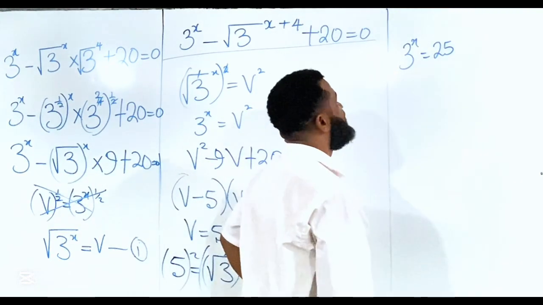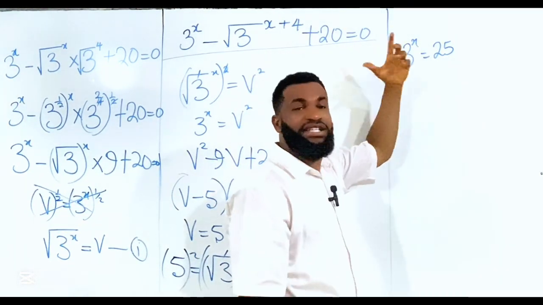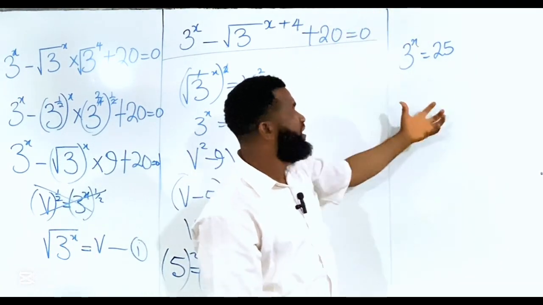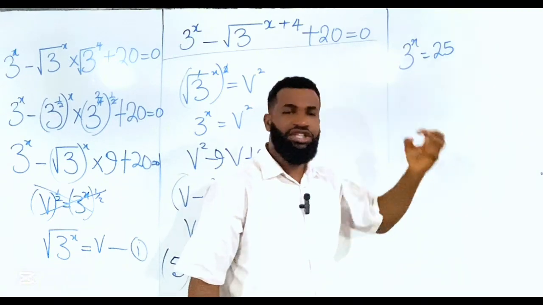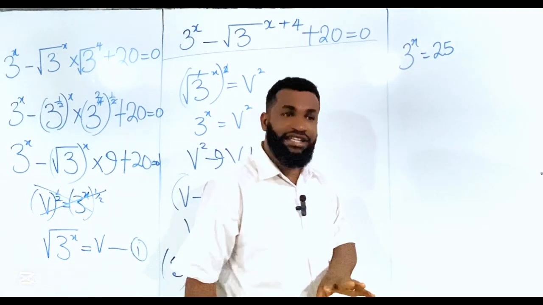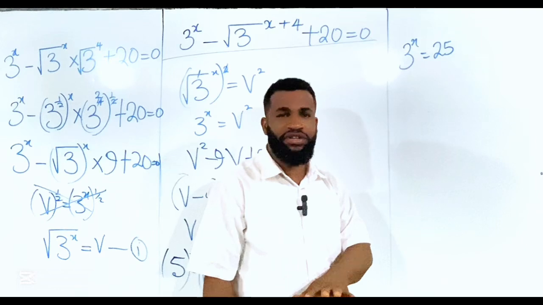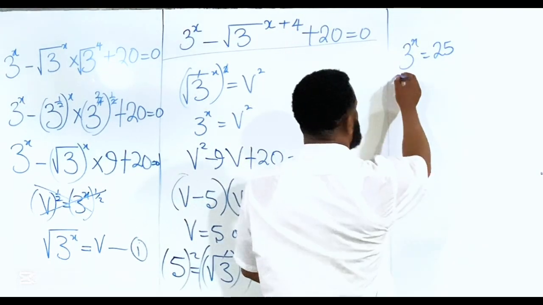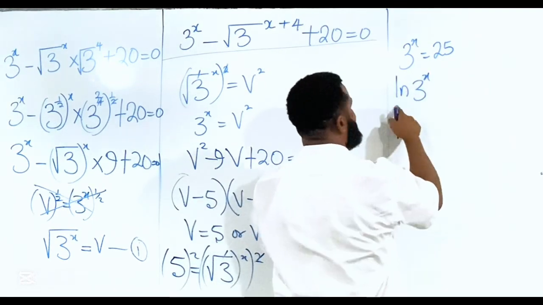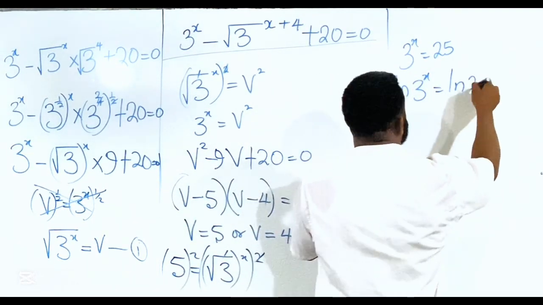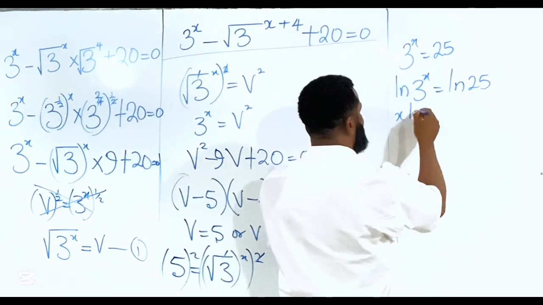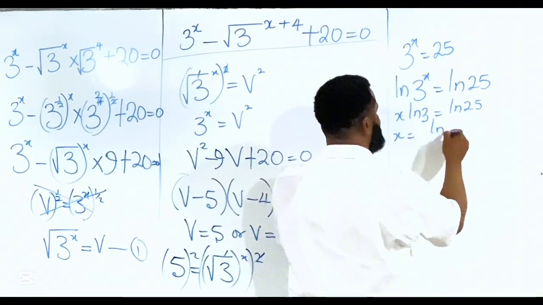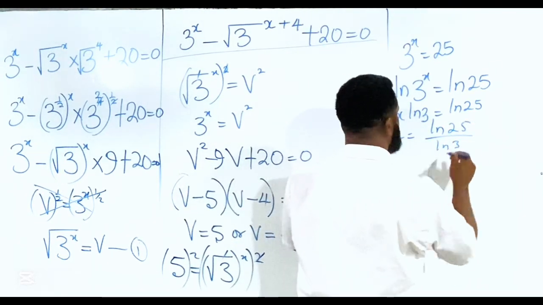All right. So at this point, how do I now find the value of x? Provided x is raised to a power, I'm going to bring it down. The only mathematical instrument that can help me do that is to employ logarithms. I can either use natural logarithm or logarithm to base 10, which is called common logarithm. So I'm going to multiply both sides by natural logarithm, which is called ln. So this is going to be x ln 3 is equal to ln 25. So x is equal to ln 25 all over ln 3.